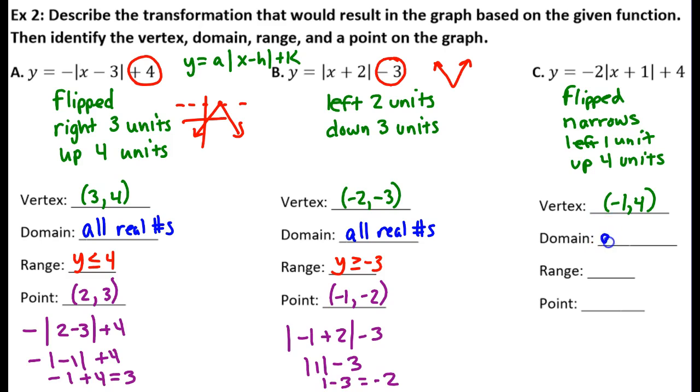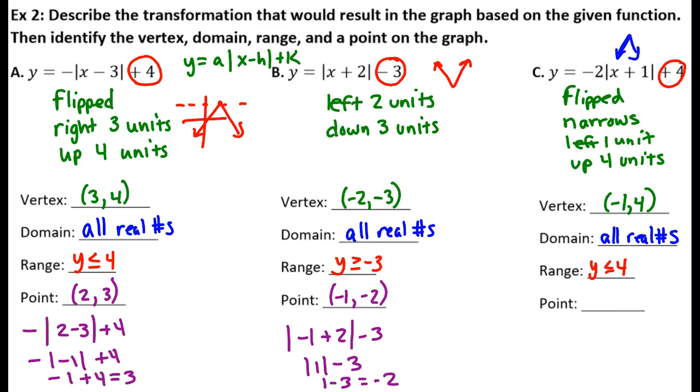Domain, same as all before, all real numbers. Our range, again, if we think about this graph, it is going to be flipped upside down. So our range is going to be less than or equal to our value at the end, which is 4.